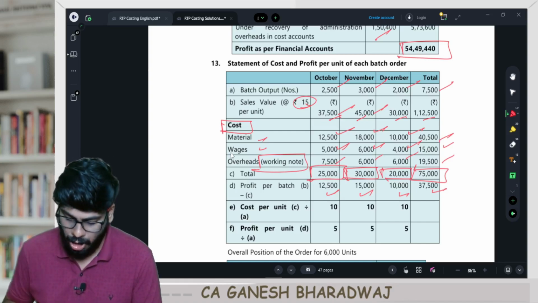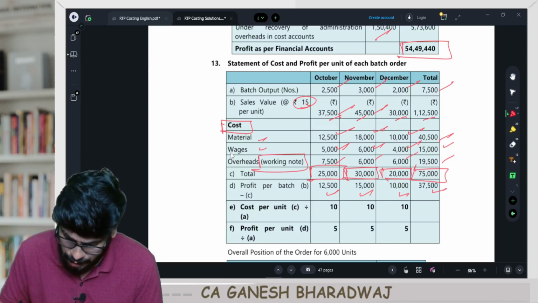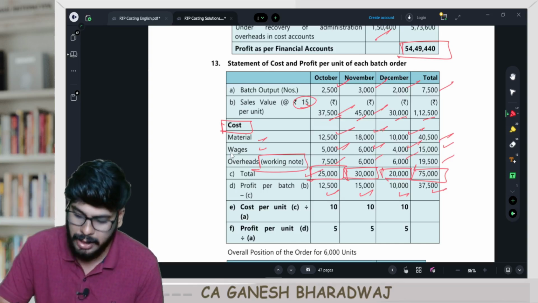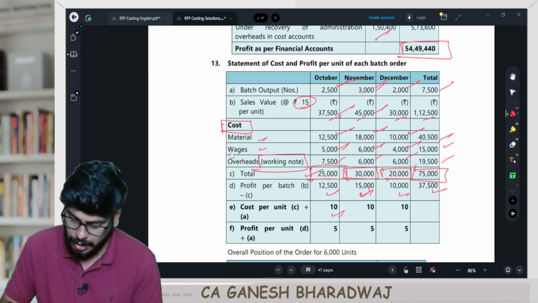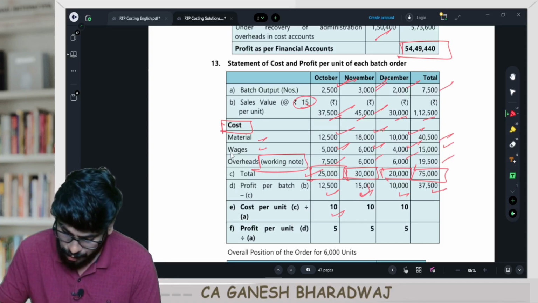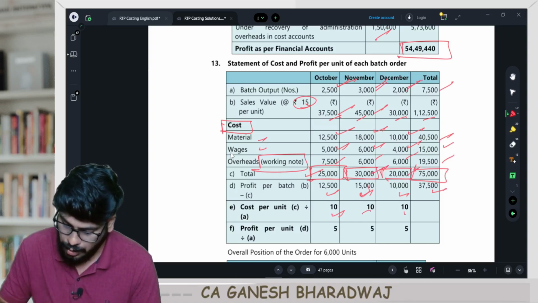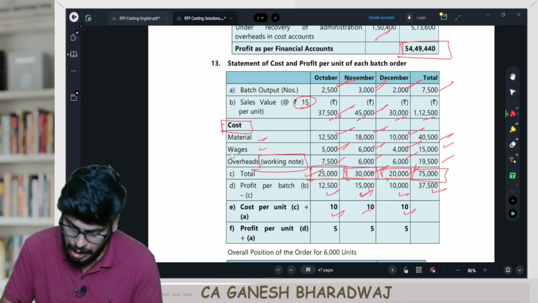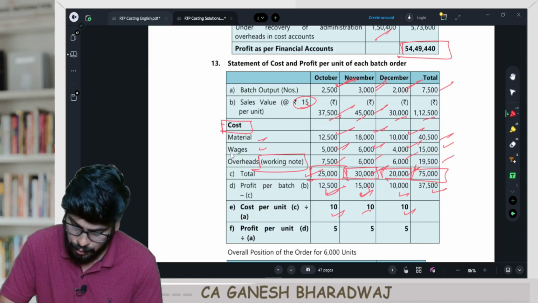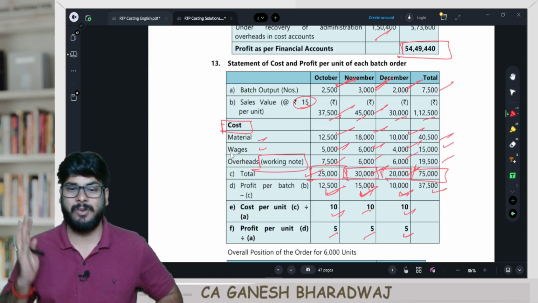So now what's going to be the cost per unit? The respective month you can take here: the total cost 25,000 is the cost for 2,500 units. You divide that, you get 10 rupees. 30,000 divided by 3,000, you get 10 rupees. 20,000 divided by 2,000, you get 10 rupees. Similarly, the profit per unit for each of the batches: 12,500 divided by 2,500, you get 5 rupees. 15,000 upon 3,000, 5 rupees, and 10,000 upon 2,000, you get 5 rupees. Are you clear with this?